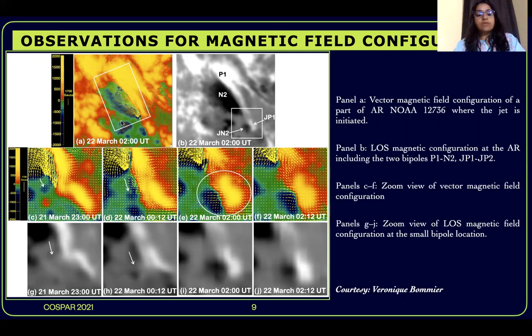If we see the zoom view of this bipole, which is exactly at the reconnection point, we clearly see the motion of the negative patches in the downward direction, forming a small bipole. We call this bipole JP1, JN2, where J stands for jet. In this small bipole region, we see that the direction of the arrows is from negative to positive, and it is evidence for the bald patch region.